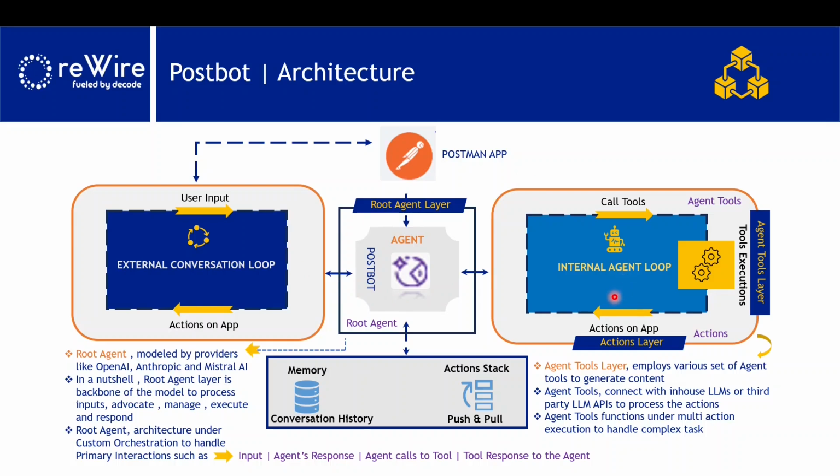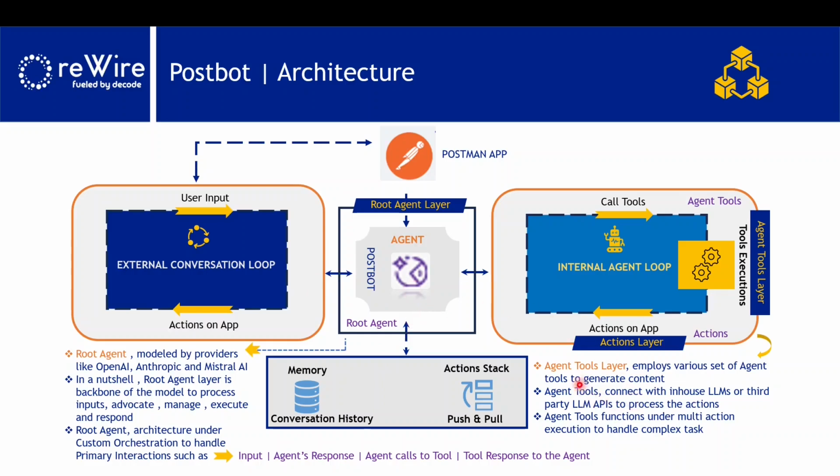For you it is just one icon, but in the background the root agent will take care of all the memory management, the action stack, and internal and external loops. Okay, so the root agent architecture uses custom architectures to handle the primary interactions, such as input, the agent's response, agent calls to the different tools, and tool responses to the agent. Suppose you have called a specific agent tool, the response has to be sent back to the agent. So that kind of process will be dealt with by this particular root agent.